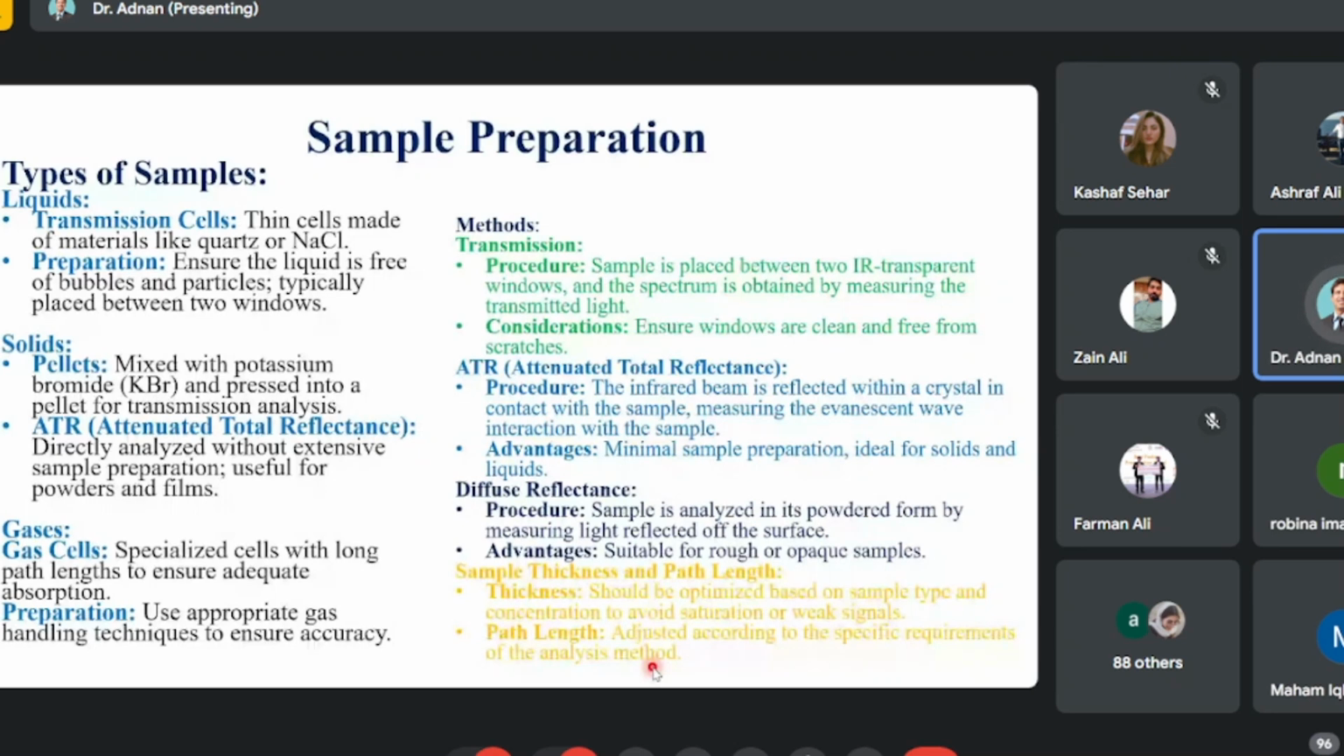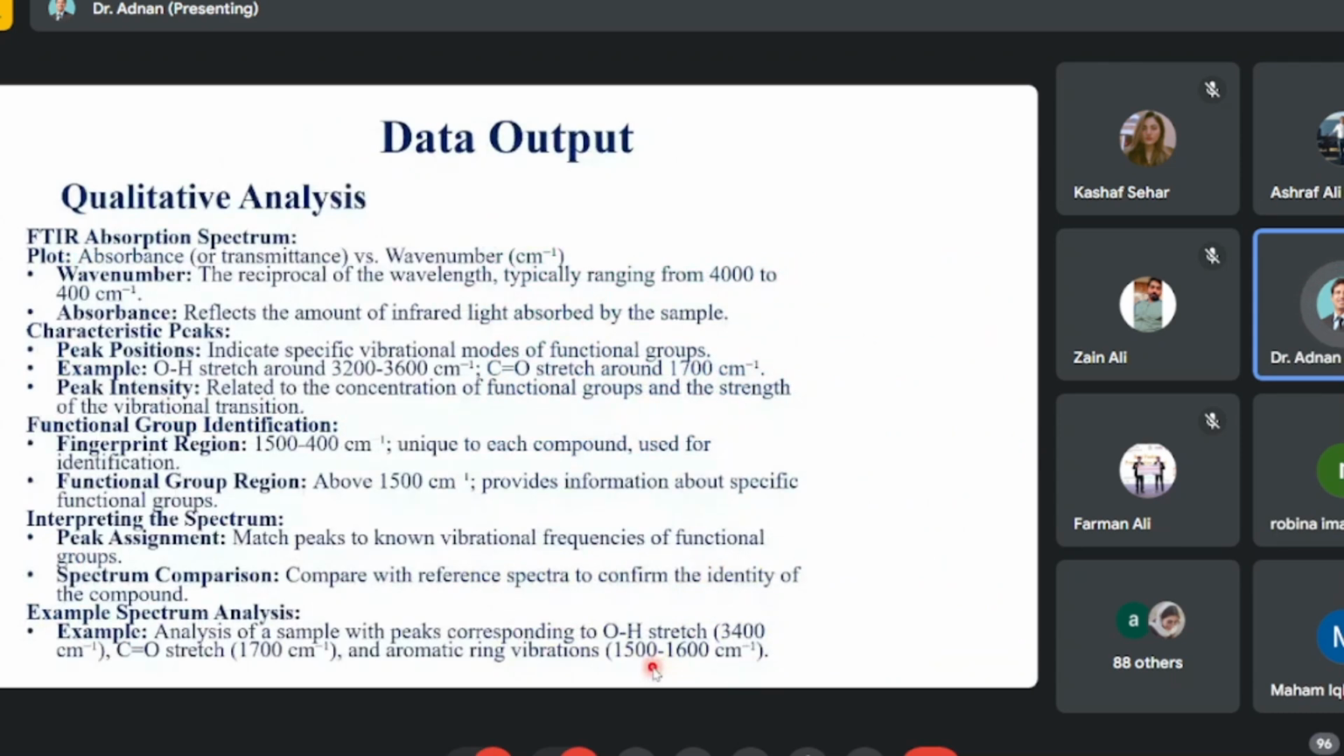Okay, what data output will you be getting? The data output of the FTIR sample is actually a graph, a plot of transmittance versus wavelength or absorbance. This is for the FTIR dispersion instrument. That can be converted into intensity versus wave number. I will tell you in the coming slides.